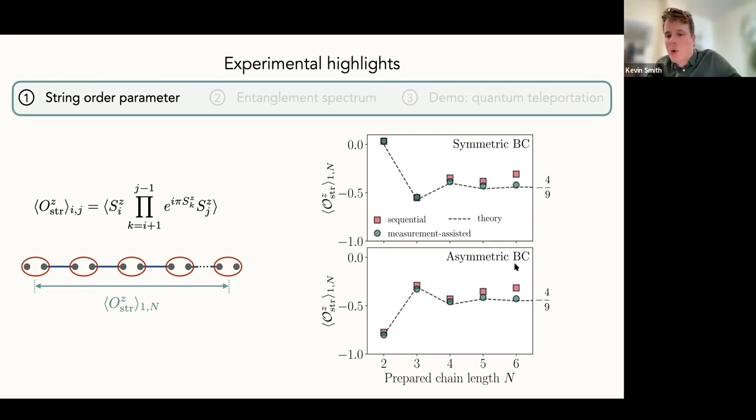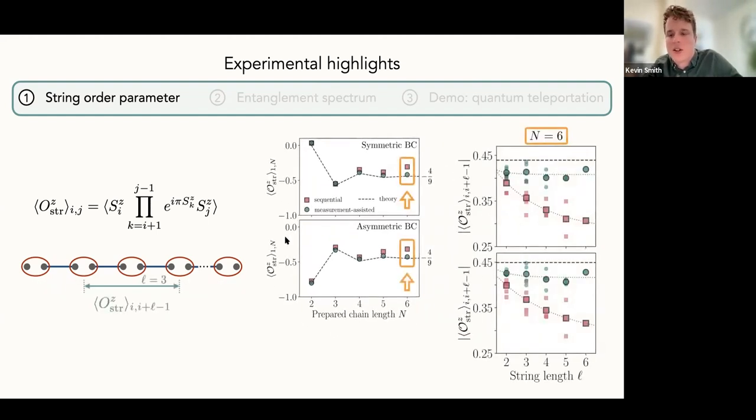But you can see across the board, comparing the theoretical expectation, this dashed curve, with the sequential and measurement-assisted results, that the latter is really outperforming the former, even for the relatively small system sizes studied here. And this is something we find across the board in all of our experiments. We can dig a little bit deeper into this, and it's a little bit technical, but the basic idea is, say we have a length 6 chain, which is what I'm showing here on the right-hand side. You can measure the strings of any particular length, length 4, length 5, length 6, and also at different locations along the chain.